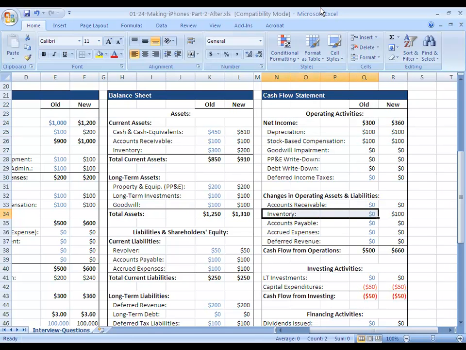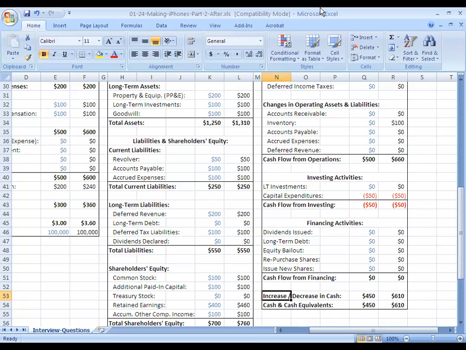Inventory here has gone down by 100 because we've sold this inventory. We've manufactured it into finished products and sold it now. So this has gone down by 100. An asset going down is an addition to our cash flow. So this actually increases our cash flow by 100 here. And so cash flow from operations is up by 160 overall. No changes to investing or financing activities. So overall, our cash here is up by 160.